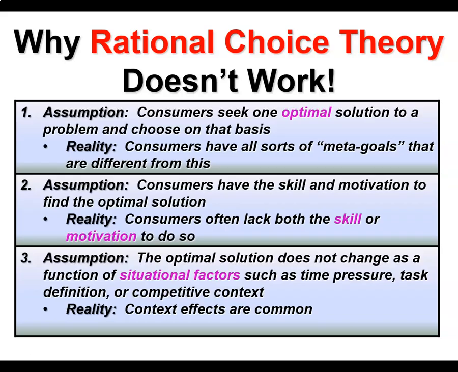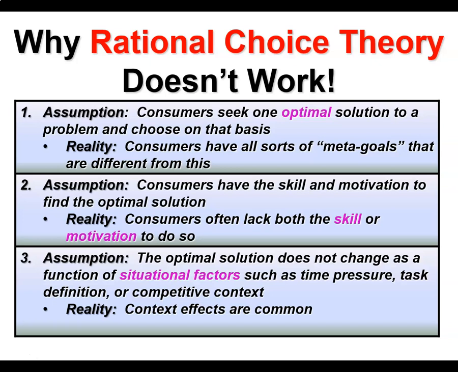Number one is the biggest assumption, where consumers seek one optimal or perfect solution to a problem and choose on that basis. The reality is consumers have all sorts of meta goals. Maybe it's not the cost. Maybe it's not the overall quality.